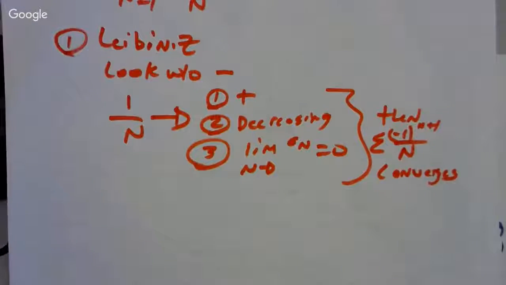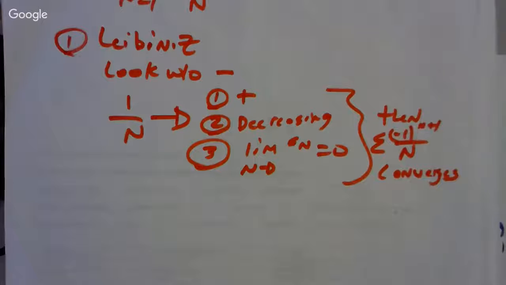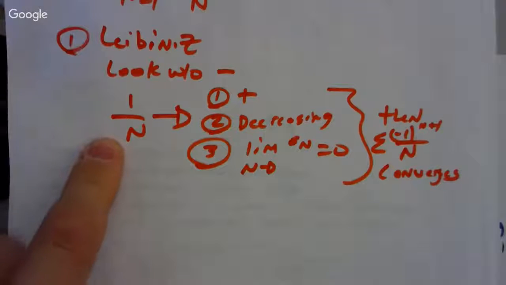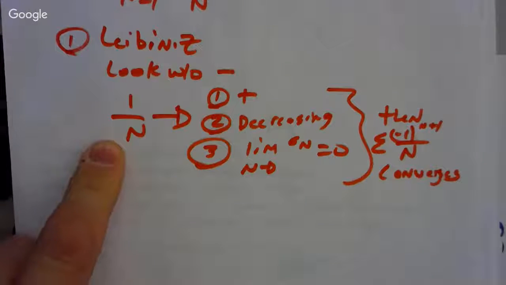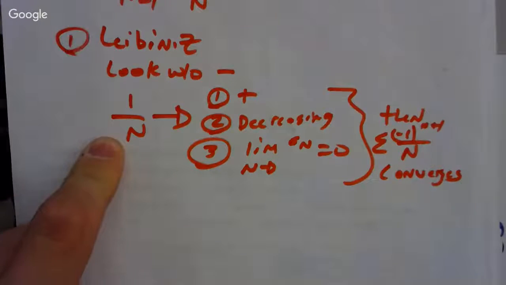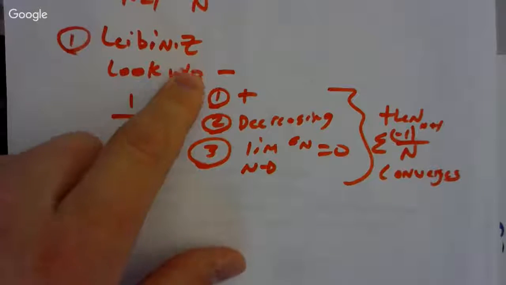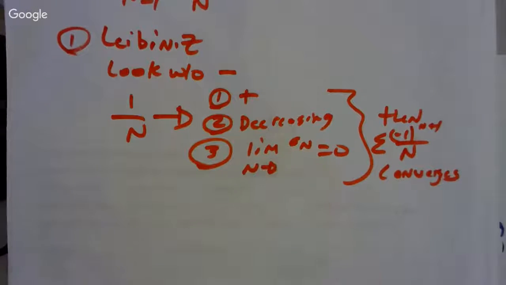Okay, got it. So just to put it in, I'm going to try it a different way. I know it's hard. Alternating's hard because now we're not even just adding all the time. Now we're adding and subtracting. Look without the negative. So in this case, we're looking at 1 over n. If the original one, what's left over after you take out the alternating, is positive, decreasing, and the limit of a_n as n goes to infinity is equal to 0, it's converging.